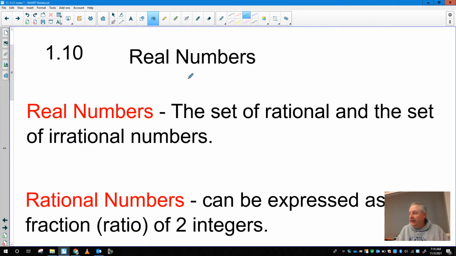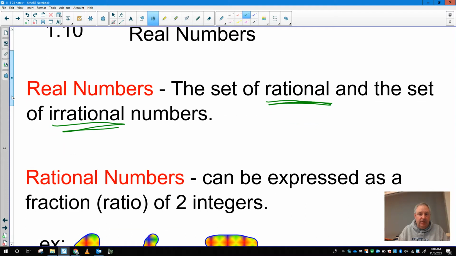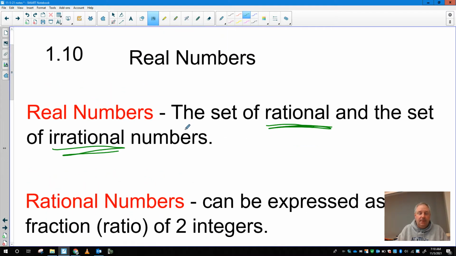So you can go ahead and write this in. The real numbers are the set of rational and the set of irrational numbers. If I go too fast through any of this, just feel free to pause and get caught up. That's the nice thing about the video lesson. You can pause and go at your own pace.